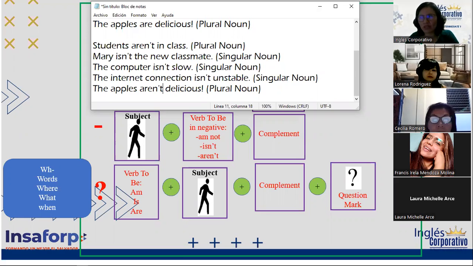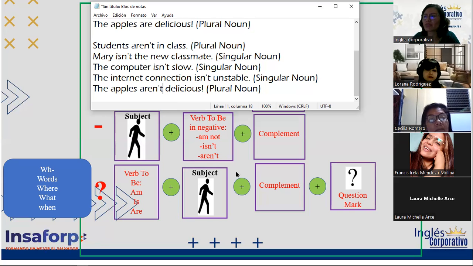The internet connection is not stable. No es inestable, probablemente pues tú estás bien, tienes abiertas muchas aplicaciones en tu teléfono and that's the reason why it's unstable for you, but my internet connection is not stable. The apples aren't delicious, right? Actually they aren't. I tasted them, las probé and I didn't like them. Okay, so the apples aren't delicious. So that's the formula for negative statements, right?